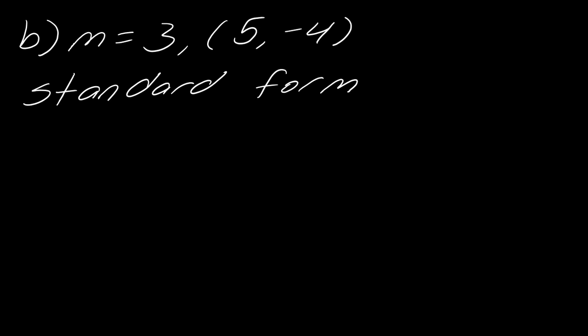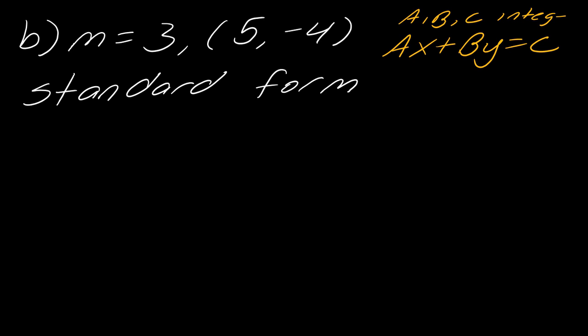Okay, so I want to show you another example of this now, except I've got the slope m equals 3, the point 5, -4, and now I want this in standard form. And just to jog your memory, the standard form is ax plus by equals c, and a, b, and c are integers or whole numbers, however you want to think about that. Okay, so now let's go ahead and get this party started.